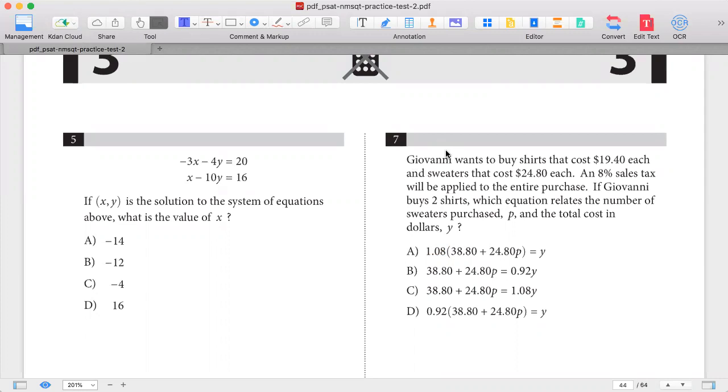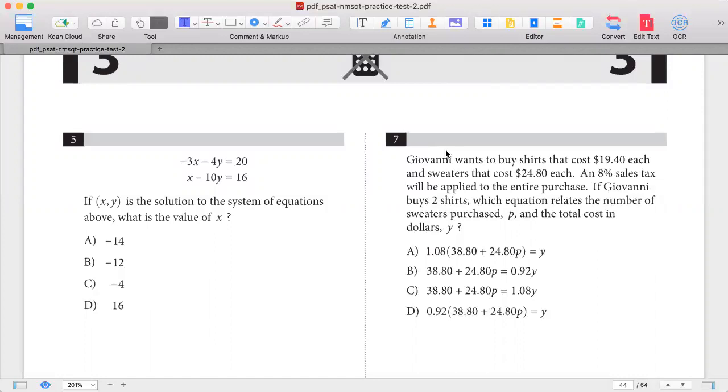Giovanni wants to buy shirts that cost $19.40 each and sweaters that cost $24.80 each, and 8% sales tax will be applied to the entire purchase. If Giovanni buys 2 shirts, which equation relates the number of sweaters purchased, p, and the total cost in dollars? He bought 2 shirts and 1 sweater, and there is an 8% sales tax.